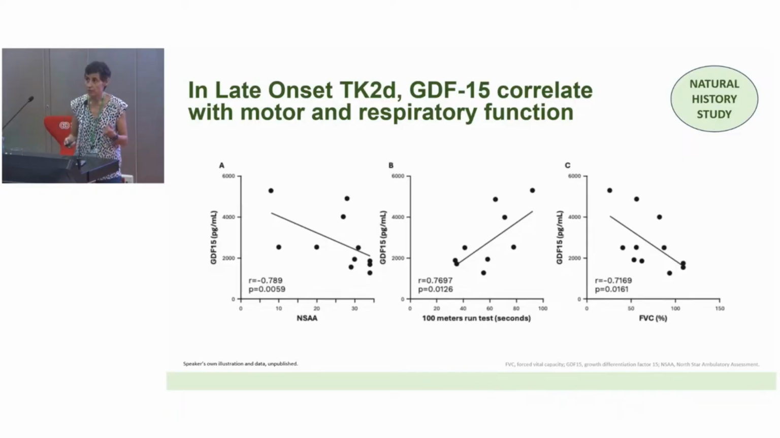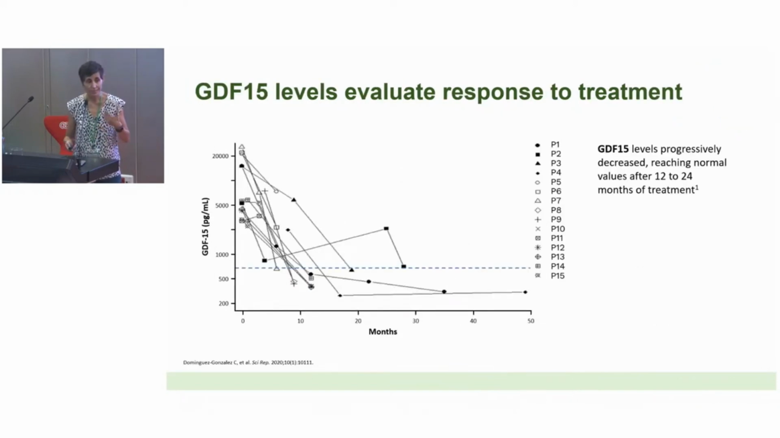And you know that there is now a new treatment for TK2 deficiency, which is the nucleoside therapy. And in the patients that start treatment with nucleosides, GDF15 falls down. It decreases significantly over time in parallel with the clinical improvements, and it even normalizes when the patient responds the most. So it's a very good biomarker for the diagnosis, to monitor the disease progression, and also to evaluate the response to treatment.